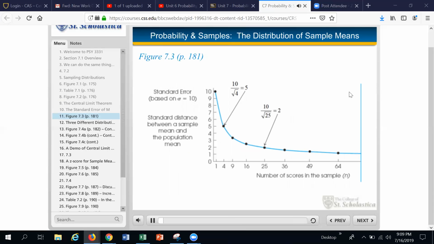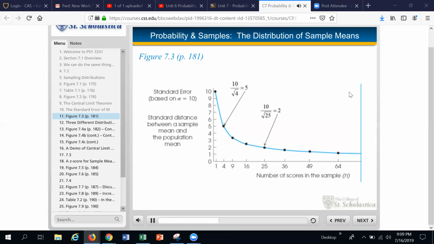Figure 7.3 shows us that the standard error of the mean becomes less and less as the number of scores in the sample increases. Standard error is the measure on the vertical axis, and the number of scores in the sample is on the horizontal axis. Standard error, or sigma sub m, equals the standard deviation divided by the square root of n. As noted in the parentheses at the upper left of the slide, the standard deviation is 10.